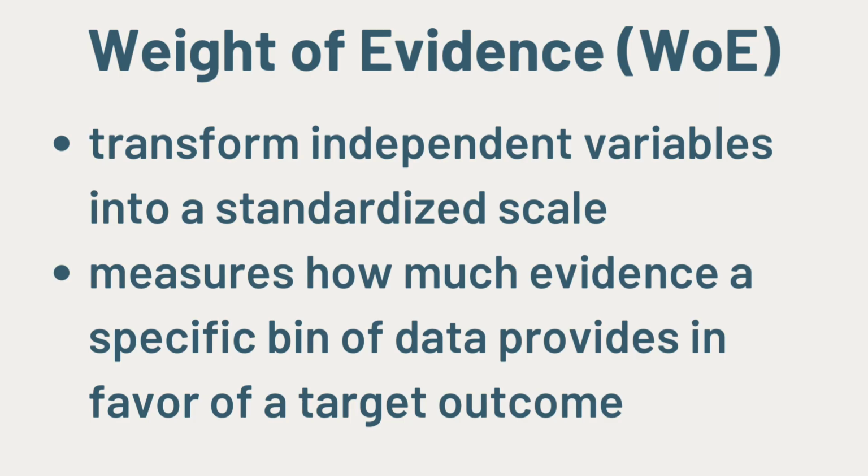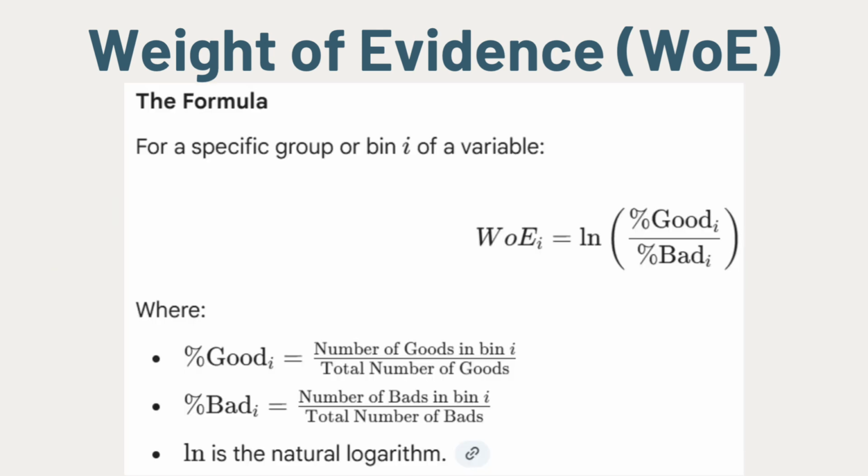Weight of evidence is a technique used to transform independent variables into a standardized scale. It measures how much evidence a specific grouping, or bin, of data provides in favor of a target outcome, usually good versus bad in a binary comparison form. The formula is calculated as the natural logarithm of percentage of good divided by percentage of bad, where percentage of good is the number of goods in bin i divided by the total number of goods, and percentage of bad is the number of bads in bin i divided by the total number of bads.